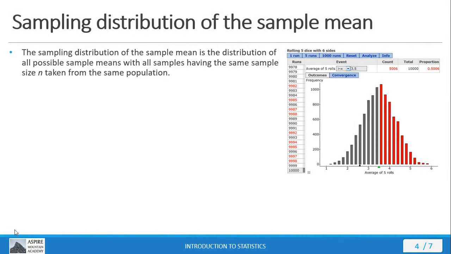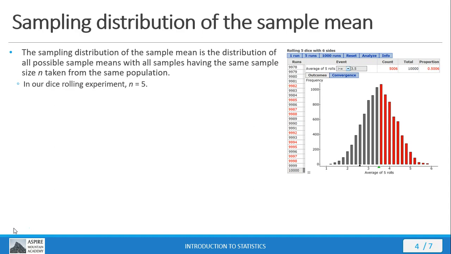So if we look at a sampling distribution of the sample means, which is essentially that histogram that we saw just a little bit ago. The sampling distribution of the sample mean is the distribution of all sample means that are possible with all samples having the same sample size taken from the same population. And that's essentially what we were looking at. We were sampling sample size of 5, and we took all those different samples of 5 for the dice rolls that we had, and we took the mean value for each of those samples, and we put them together here into a histogram, and we see that it makes a normal distribution.